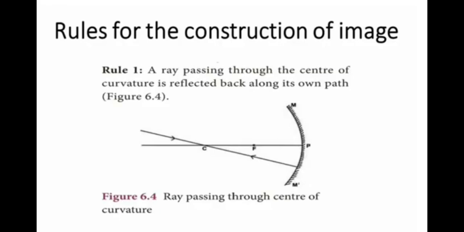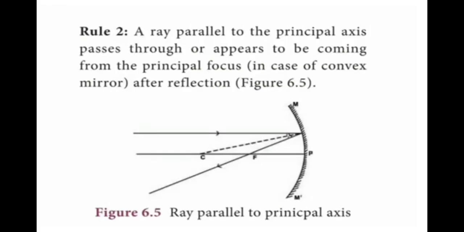Rule 1. A ray passing through the center of curvature is reflected back along its own path. That is shown in the figure. The center of curvature is represented by the letter C, the focus point is represented by F, and P is the pole.